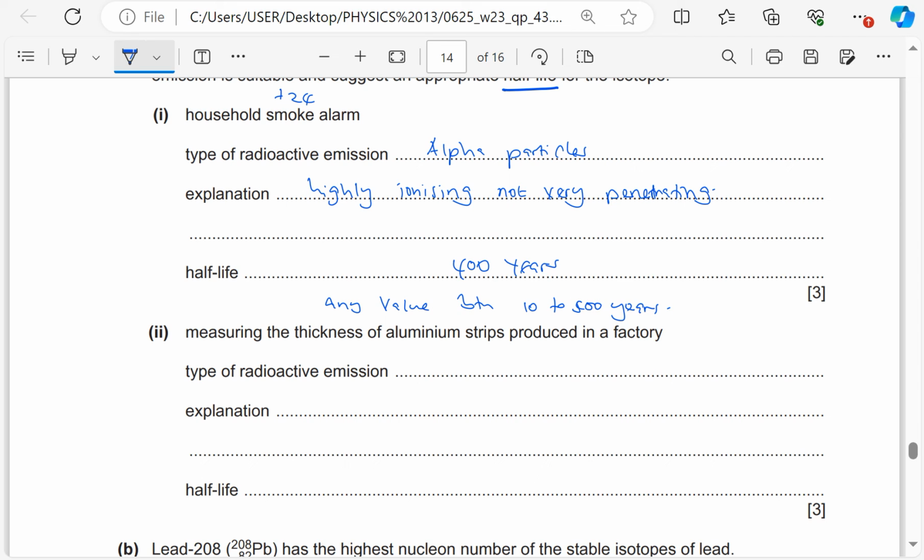so we can't use them to measure the thickness of aluminium. But beta particles can penetrate paper and are only stopped by a thick material of aluminium. So here we can use beta radiation or beta particles. Why? Absorption depends on the thickness of aluminium. Beta particles can be absorbed by a thick material of aluminium.